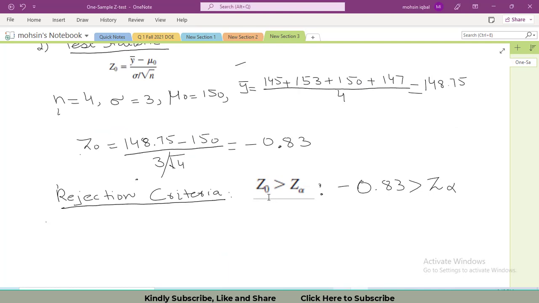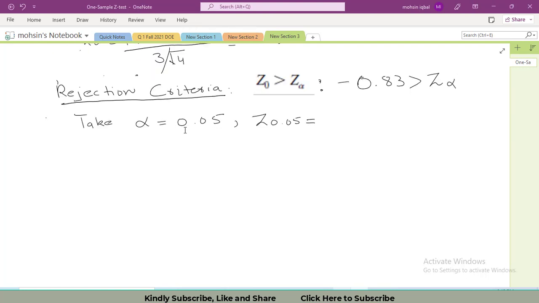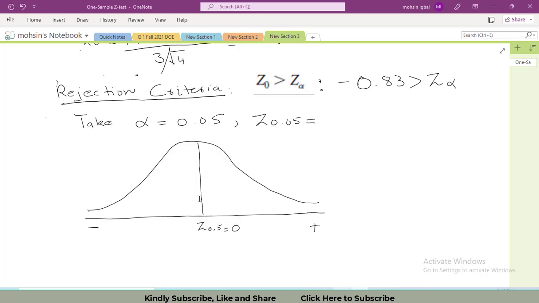I have put the value of z naught, equal to minus 0.83, and I have written greater than z of alpha. I took alpha equal to 0.05, and z 0.05 will be equal to, now we'll check this in the z table. Before going to the table, I have drawn this normal distribution. Please make sure that when you make this distribution, it should be symmetrical. In the center, you can draw a line. On this line, 50% probability is towards the right and 50% towards the left.